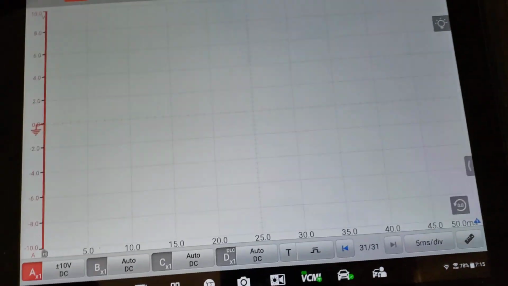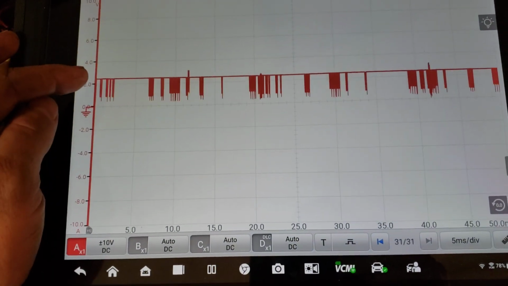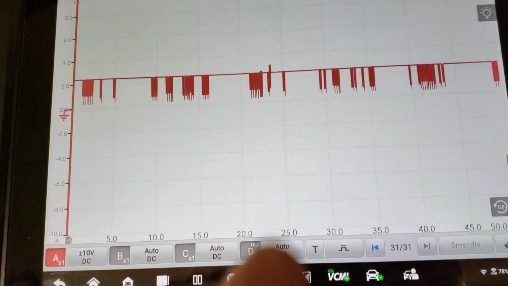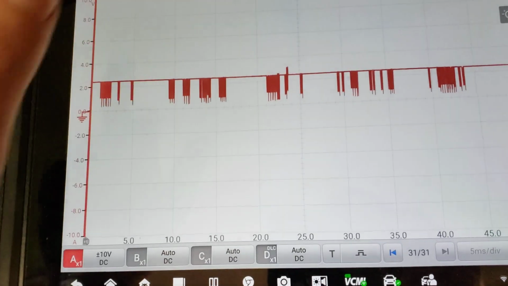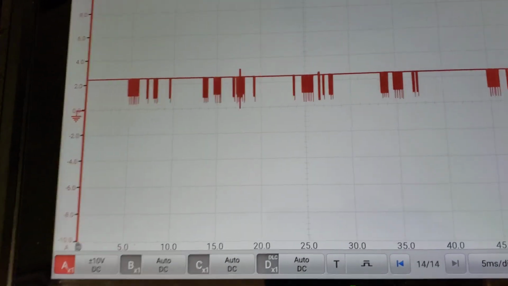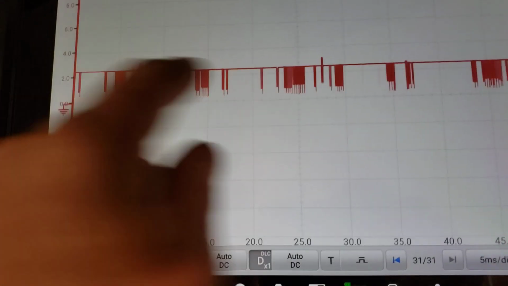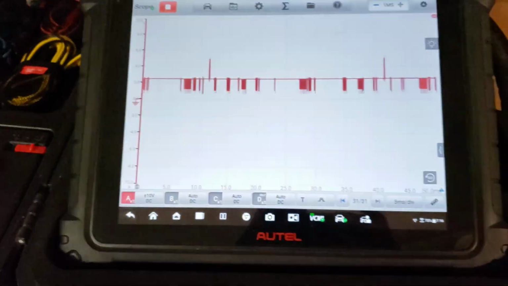So we're all on the same page scale. 2.5 going down, 1.5, 1.25. But I still have some noise there. Let's go back to CAN high. Again, this is CAN low, which looks okay except for that right there. Let's go to CAN high now.